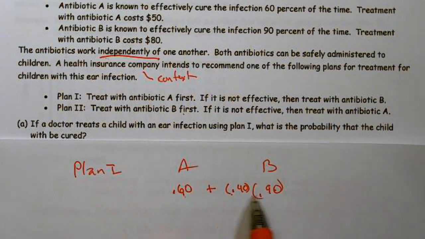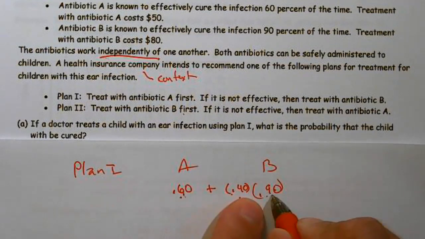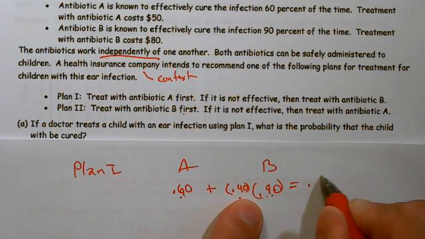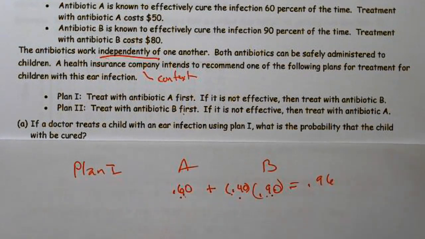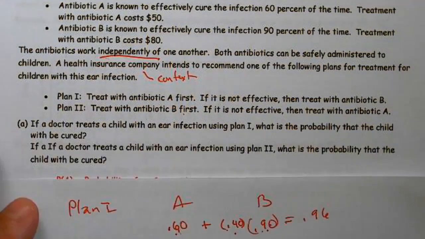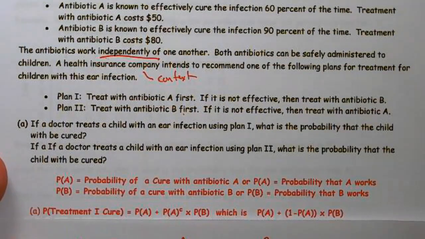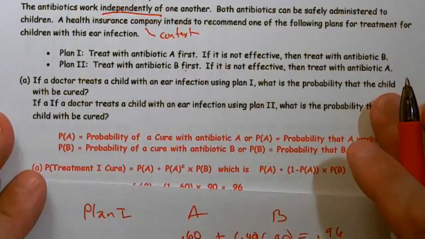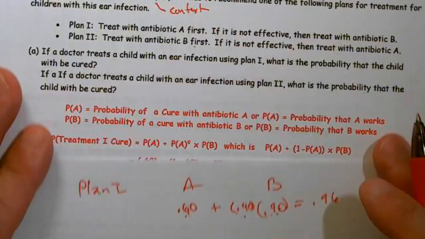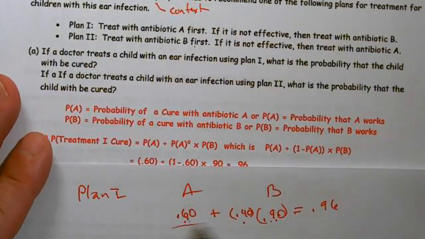So 0.6 plus 0.4 times 0.9, because this is the probability of A working plus the probability that it doesn't work, in which case I administer B. When I did that, I find out it works 96% of the time. So Plan 1 has a 96% cure rate. And really, you didn't need to show all that information. If you just showed this, you'd be great.